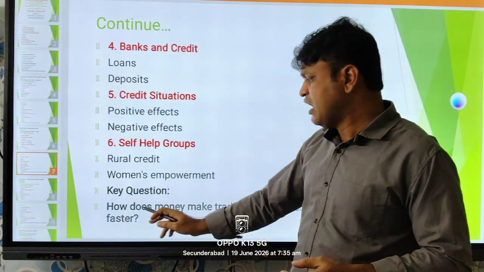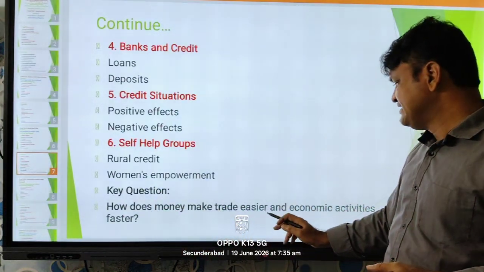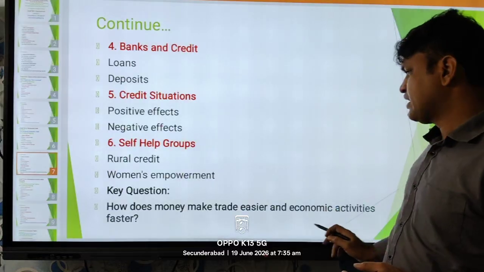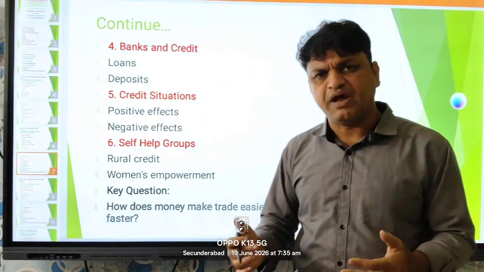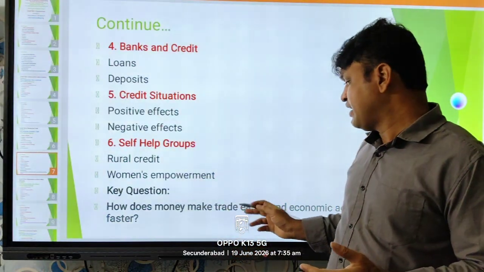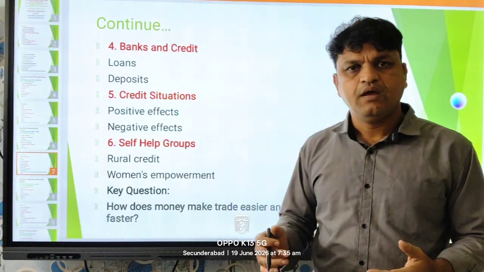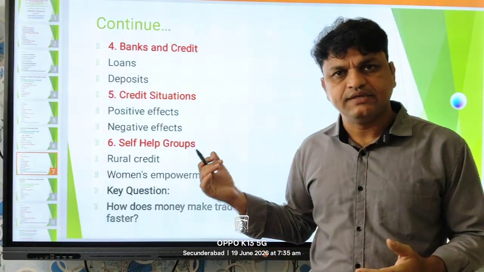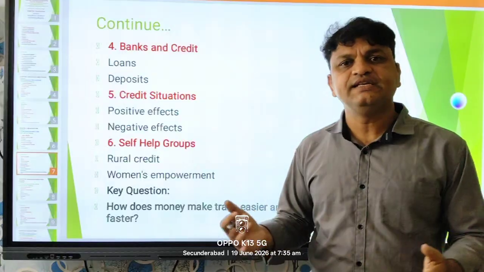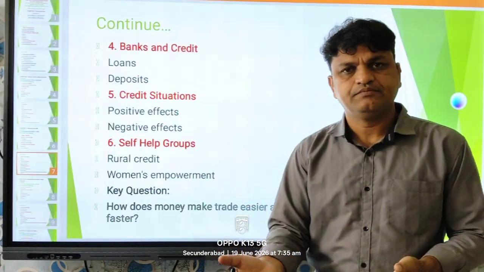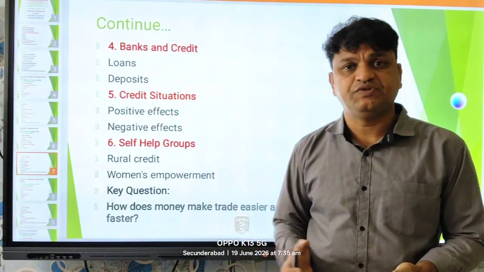What is the key question here? How does money make trade easier and economic activities faster? What is the role of money? How does money make trade easier? Because of this money, paper money or currency, now we are doing business very easily. So exchange is very easy. But that was not the case in the earlier situation.